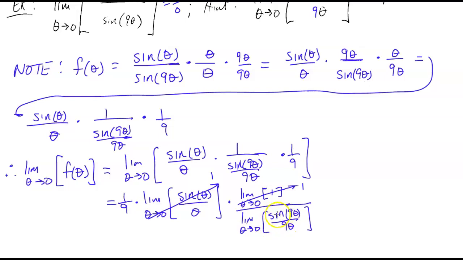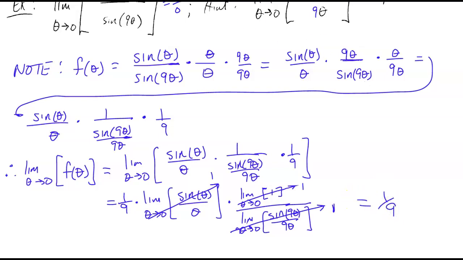And the limit of sine of 9 theta over 9 theta is, in this case, as 9 theta approaches 0, because it'll be the same, this will go to 1 as well. And so we just have 1/9 times 1 times 1 over 1, which is just going to be 1/9 here.